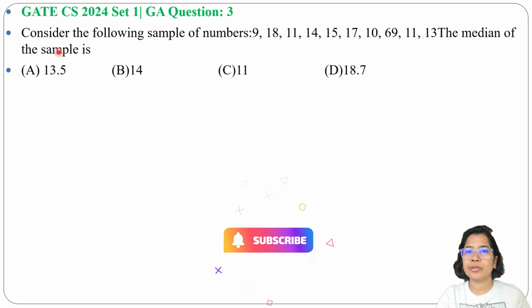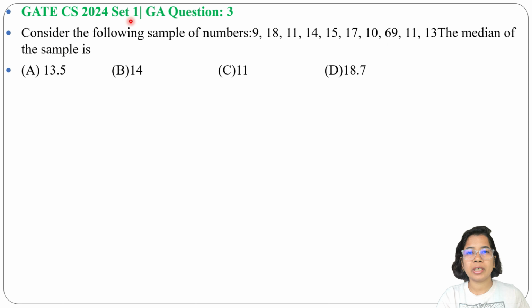Let's solve one previous question of general aptitude. This question was asked in GATE CS 2024 set 1 GA question number 3. Consider the following sample of numbers. These are the samples. The median of the sample is, and 4 options are given. How to find medians? First arrange the numbers in increasing order, then the middle number is the median.